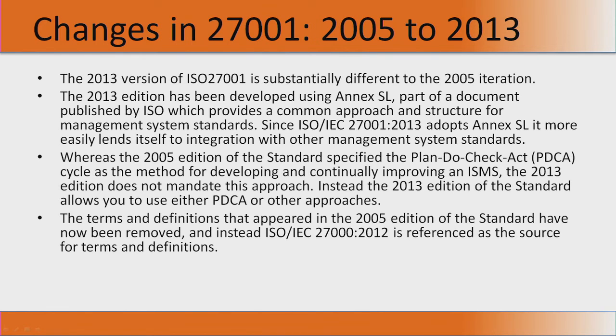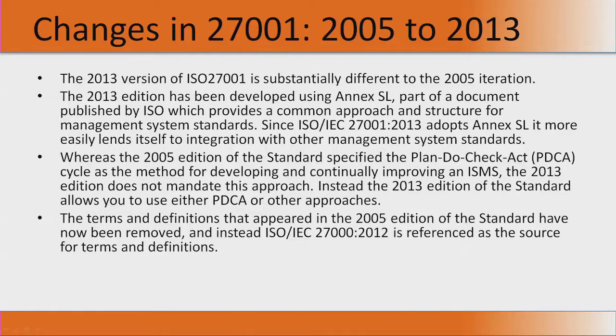But the 2013 edition does not mandate the approach, that means it is optional, but the 2013 version of the standard allows you to use either PDCA or other approaches also. Now, you can use ISO 31000 as an approach for managing your risks, but you can have that in conjunction with PDCA. So, the standard now does not specify that you have to use this model alone, you can use any model that you deem fit for your organization.